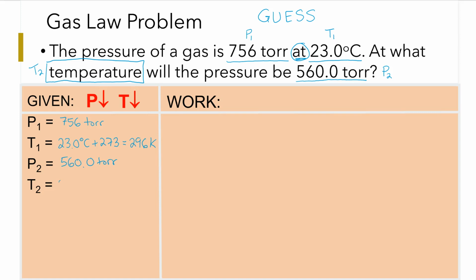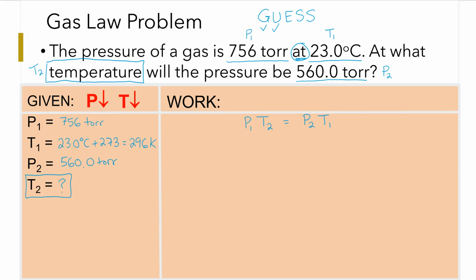And then I'm looking for temperature 2. So now I've completed the givens. I also know that temperature 2 is my unknown. So that's also done. Next step is to get the correct equation. So the equation is P1 T2 equals P2 T1.